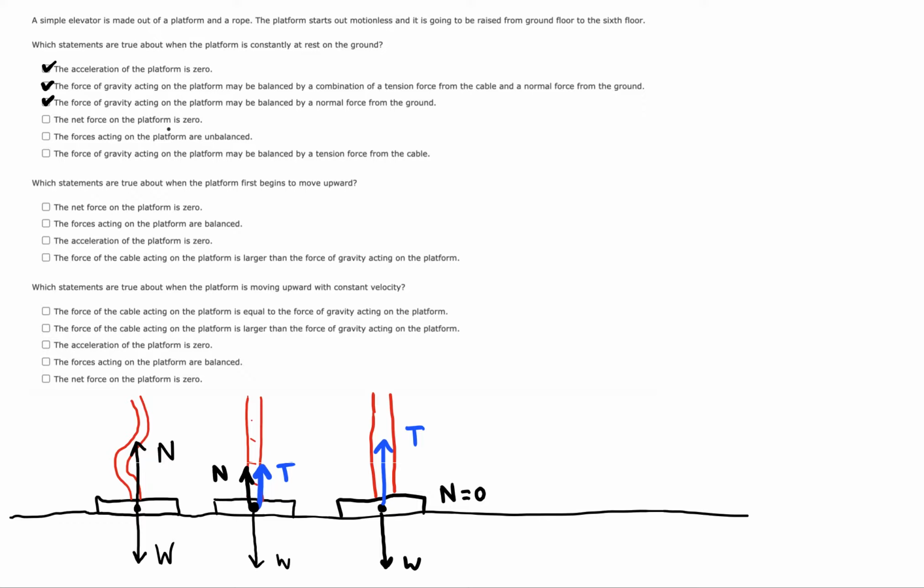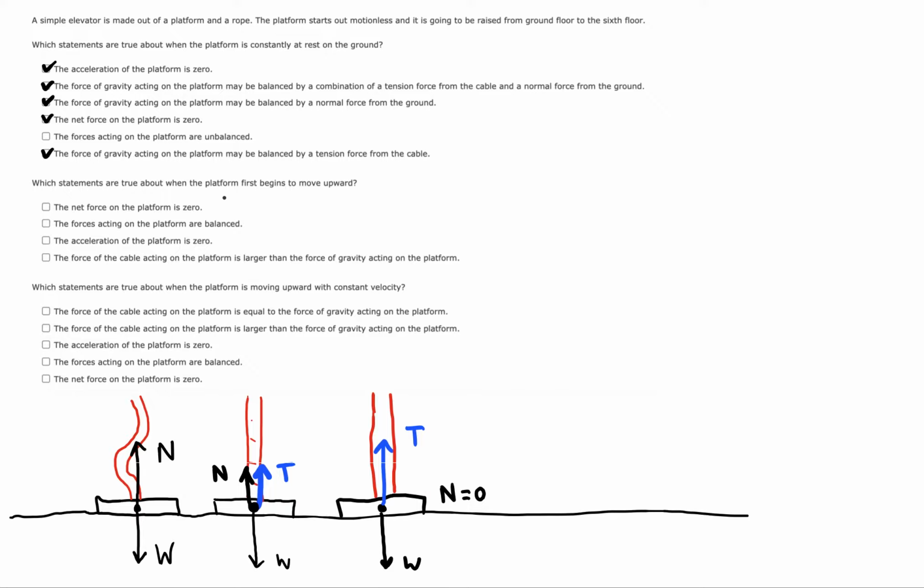The net force on the platform is zero. That is true in all the pictures. The forces acting on the platform are unbalanced. That's not true. They're balanced. The force of gravity acting on the platform may be balanced with a tension force alone. That is true. All right, so that's that.